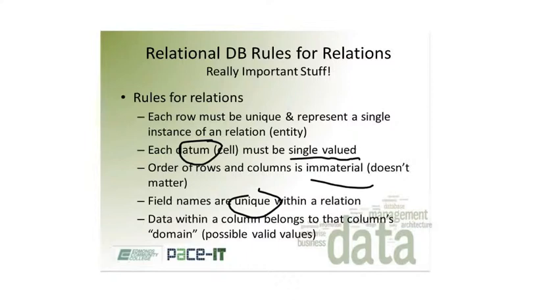And lastly, data within a column belongs to that column's domain of possible valid values. So that's what a domain is. It's a set of possible valid values for an attribute within a relation. We might have birth date. So the birth date would be all the possible dates. The oldest living human is 114 years old, so it couldn't be over 114 years old, and it certainly can't be in the future. So those would be the domain of possible valid values for a birth date.